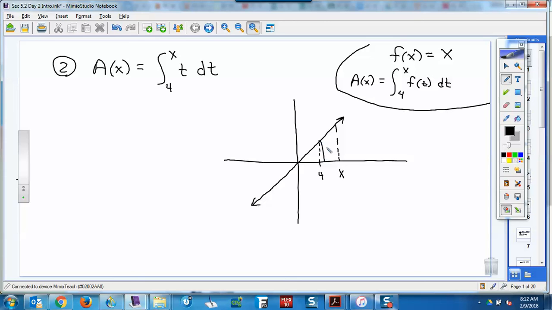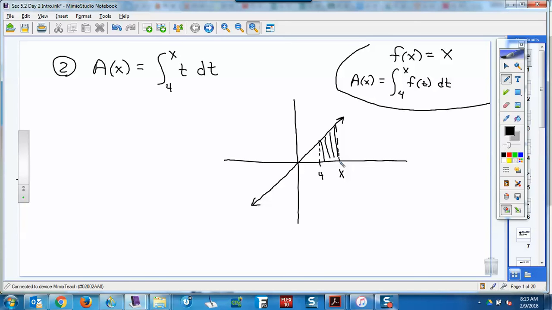So here's a picture from 4 to x. That's going to be a trapezoid. So take number 2. What did it say? It said, show that big A is equal to 1/2 x squared minus 8. Okay, so they told you what you're supposed to come up with. They might have just said, find big A of x, right? That's probably what I'm going to ask on a quiz.